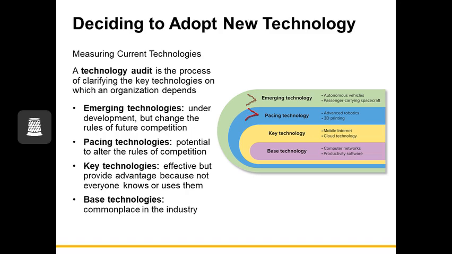Then we have pacing technologies, and these exist and they also have the potential to change the rules of competition. Then we have our key technologies, which are effective technologies and they're important to us and they provide us with a little bit of an advantage because not everybody knows how to effectively use them. And then finally, we have our base technologies, which are fairly commonplace in the industry. Now, often what happens is emerging technologies, if they do succeed, will progress through this until they become base technologies. A great example of this would be to think about the spreadsheets that we just talked about on the previous slide. In 1979, the early 1980s, these spreadsheets were emerging technologies, but today they're simply nothing more than a base technology.